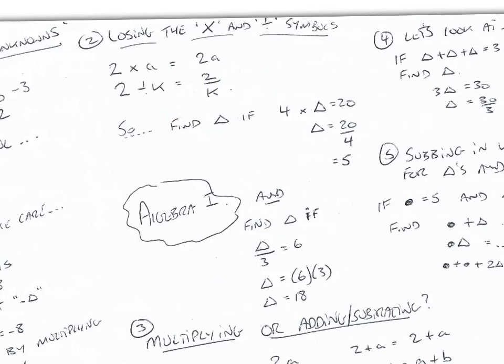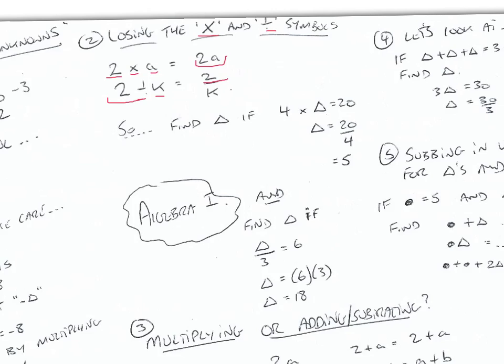Now we'll just move on, and we'll take a look at how, in algebra, we lose the multiplication and the division symbols. Okay, so something in algebra like 2 multiplied by a simply becomes, or is written as, 2a. And something which is written in algebra as 2 divided by k, well, we lose the division sign and we simply write that as 2 over k.